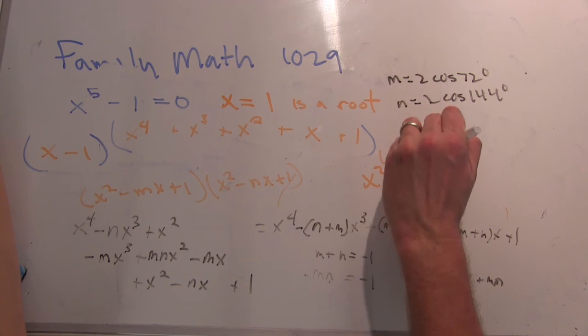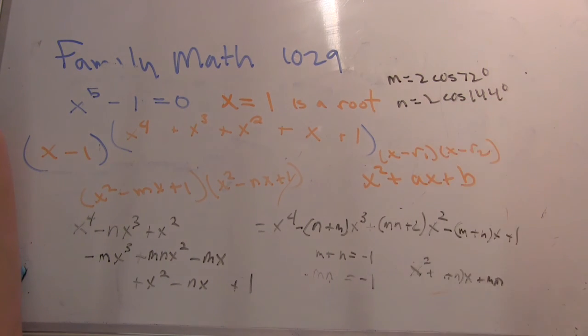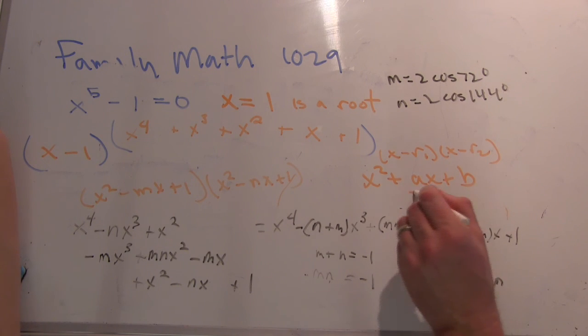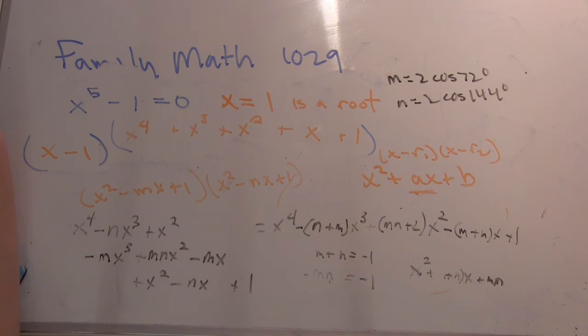Remember, we had x minus r1 times x minus r2. The sum relates to a, but it's not equal to a. It's minus a. So what is the sum of the roots here? Minus 1. So I'm going to get x squared plus x, and then the product is just b, so minus 1. x squared plus x minus 1.